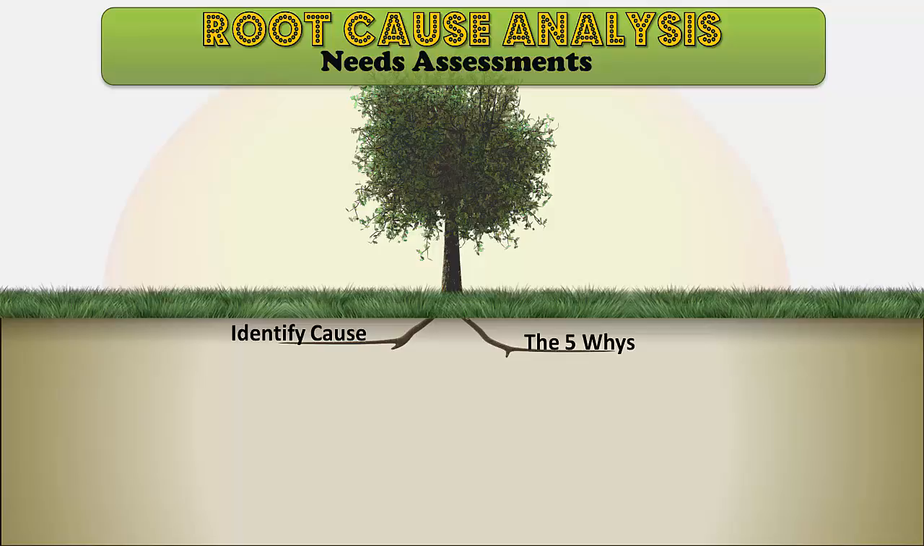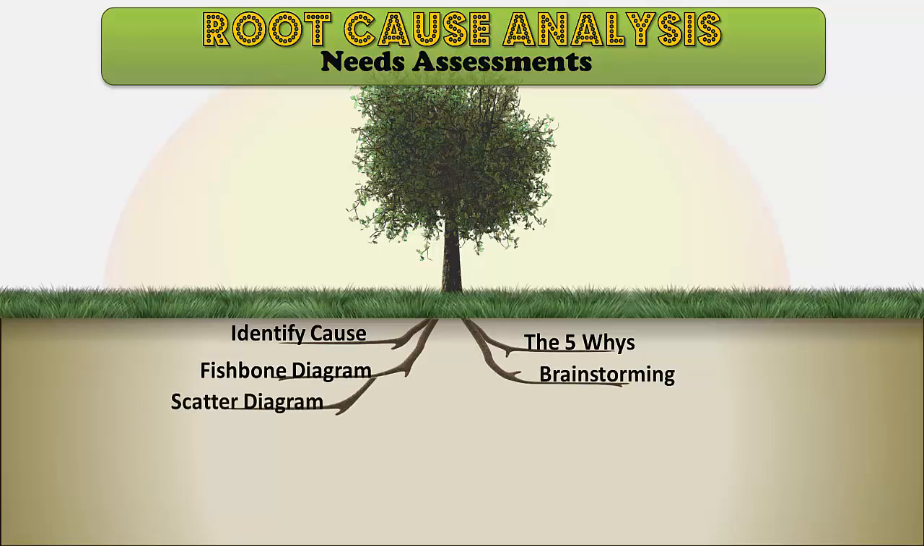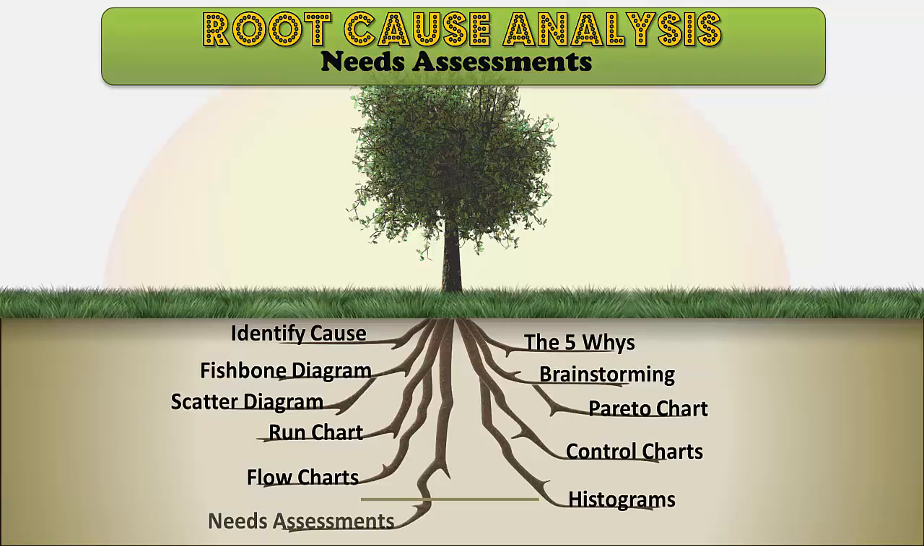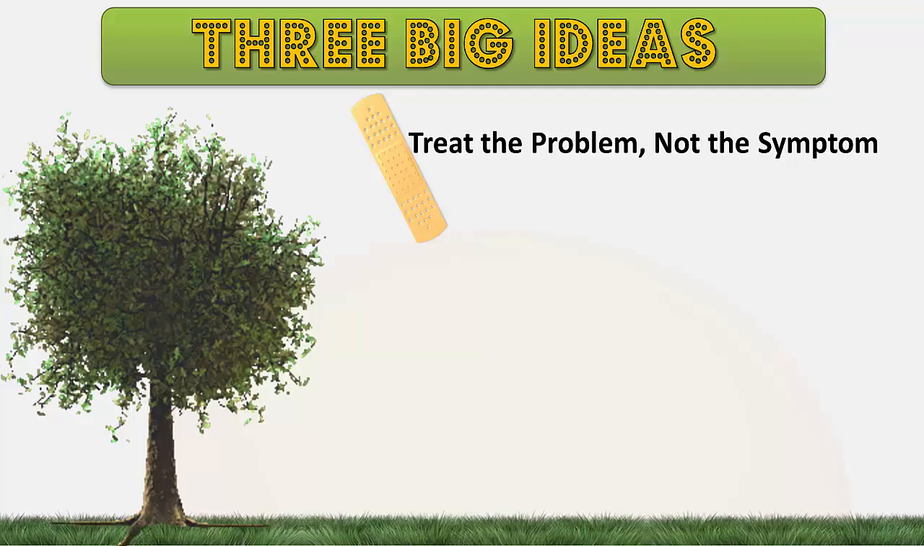One of my favorites, and a tool I have been using since the early 90s, is the fishbone diagram. Then there is brainstorming, scatter diagram, Pareto, run charts, control charts, flow charts, and histograms. We also looked at needs assessments, including one of my big threes, which is mind gaps. So now let's look at the 3 big ideas.